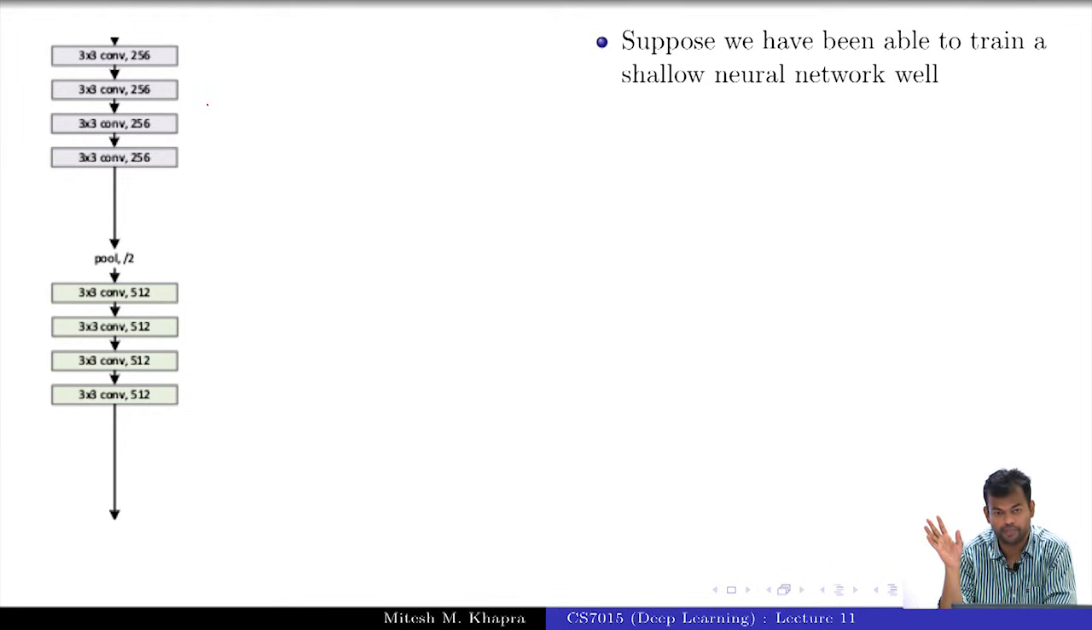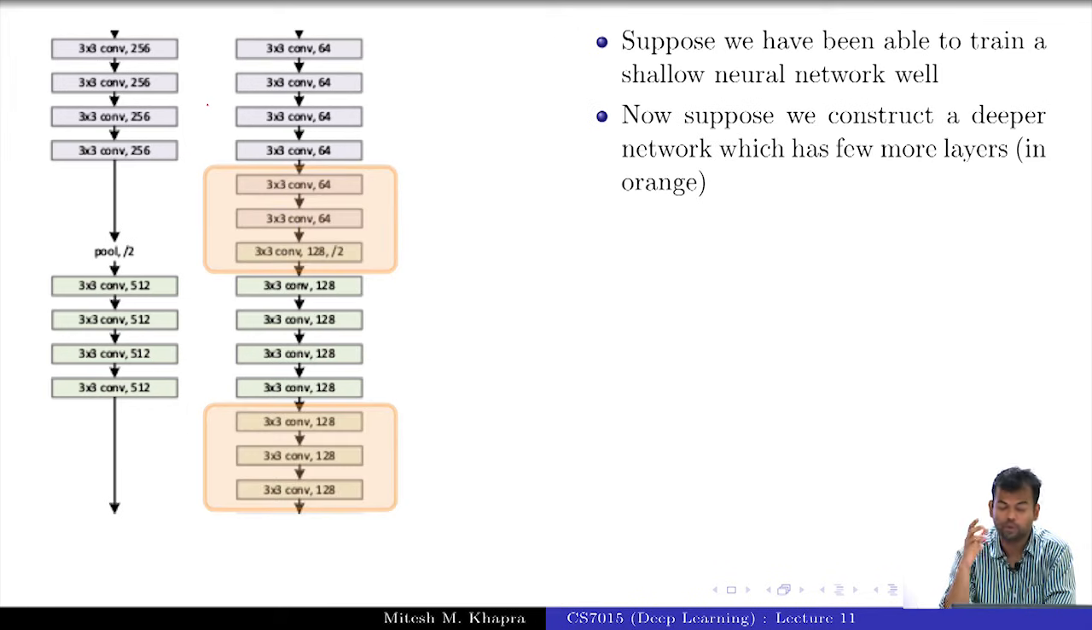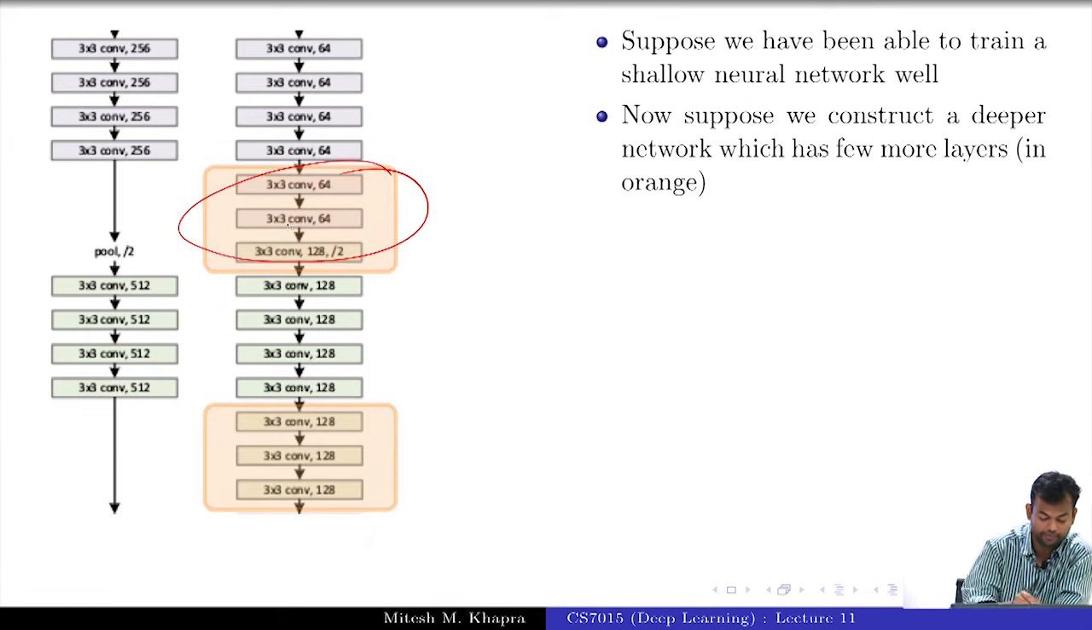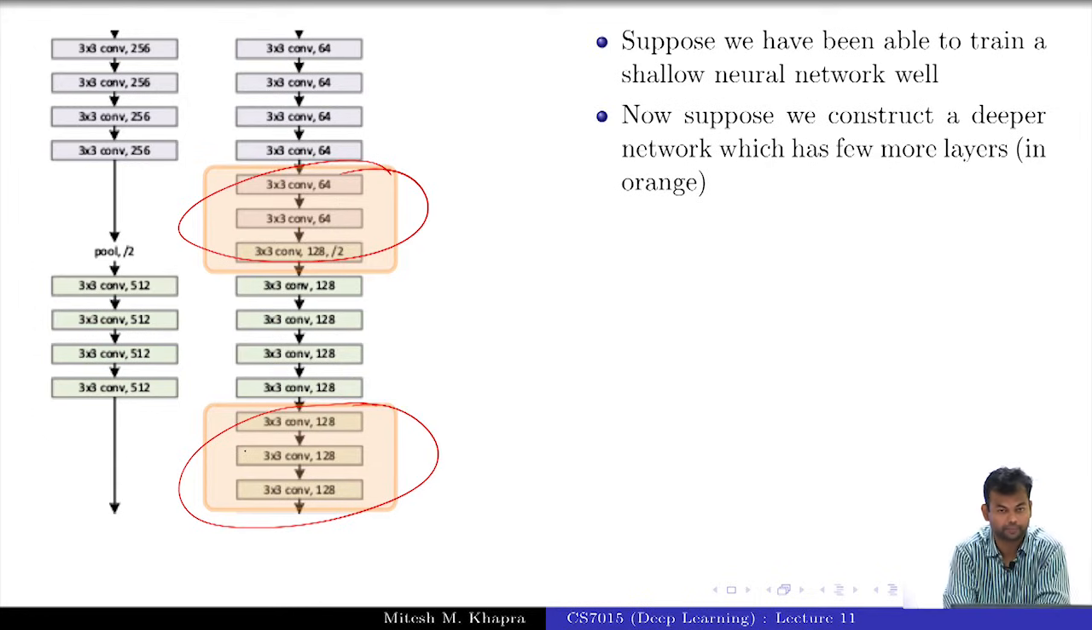And I was able to get some reasonable generalization performance. That means on the test set, I was able to get some reasonable accuracy. That's what I mean by I was able to make this network work well. Now suppose I add a few layers to this network, and I have carefully added some layers in between here and in between here or over there, right?